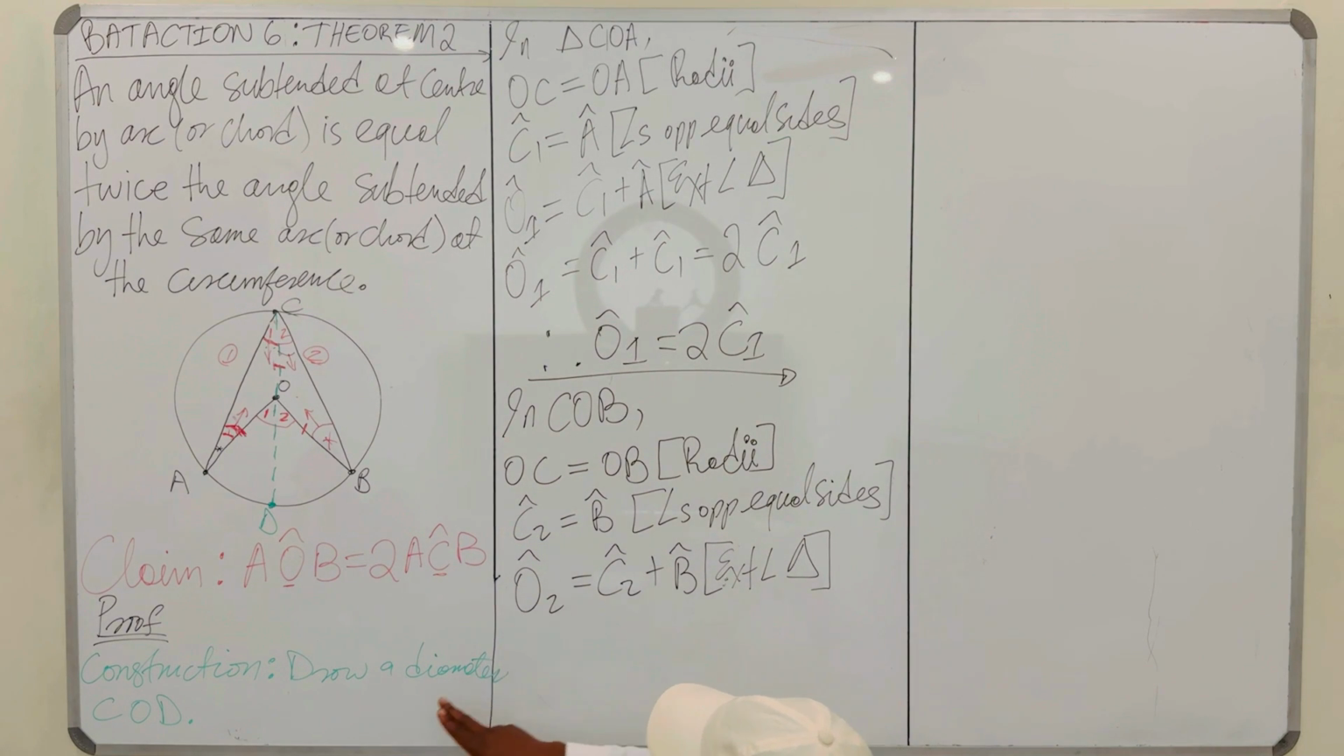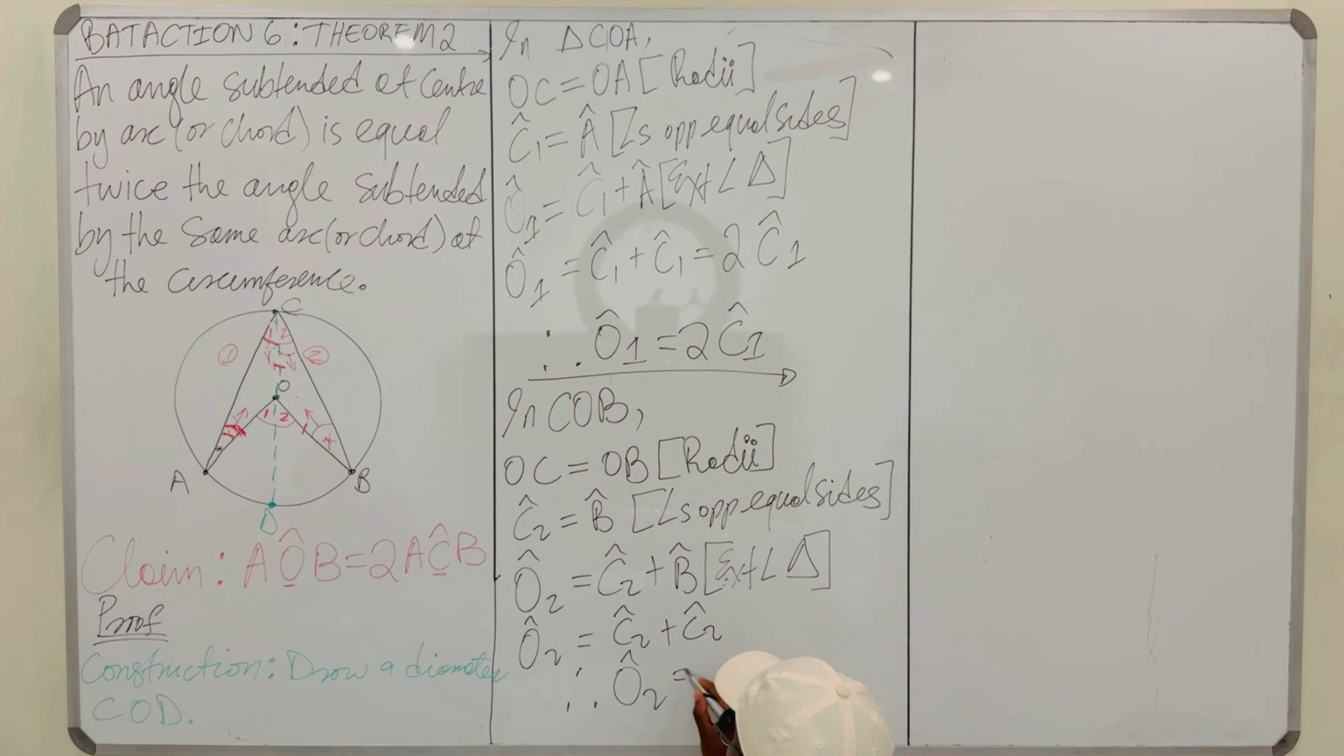I'm trying to talk about O and C. So I want to get rid of this B so that I have O and C, so that I can talk the same thing here. But I said B is equal to C2. So let's get rid of that B. O2 is equal to C2 plus C2. Therefore, your angle O2 is equal to 2 times your angle C2. Can you see this? Yes.